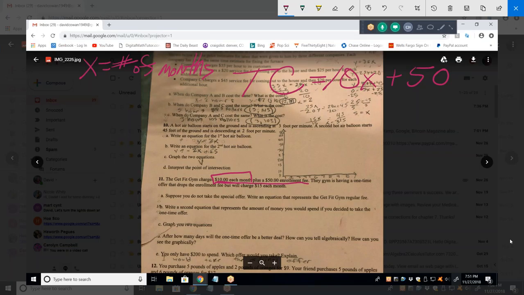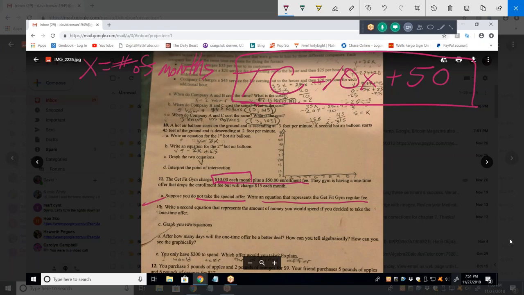So if we do not take the special offer, write an equation that represents their regular fee. That's it, right there. But you have to specify x is the number of months. You can't just not say that, because if I give this as an answer, nobody knows what x is. So I'd have to say x is the number of months.